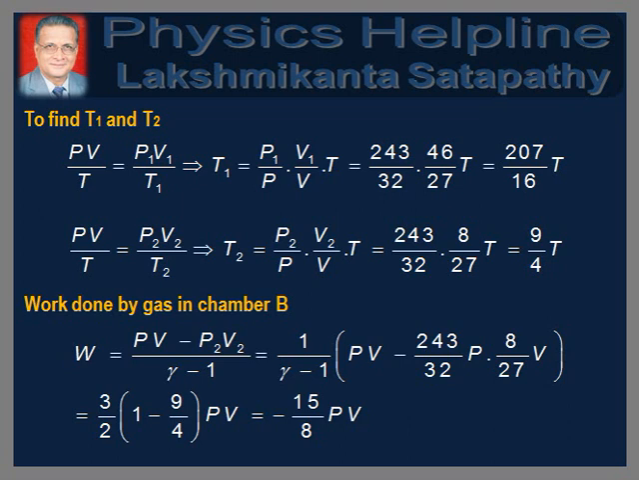Also, work done by gas B is W is equal to PV minus P2 V2 divided by gamma minus 1. Putting the values and simplifying, we get W is equal to minus 15 divided by 8 into PV. The negative sign indicates that work is done on the gas. This completes the answers to the different parts of the question.